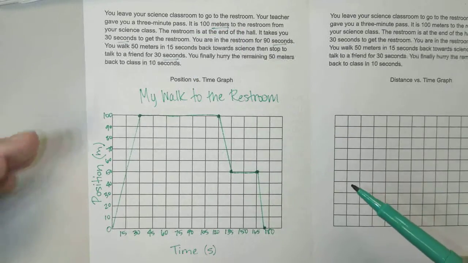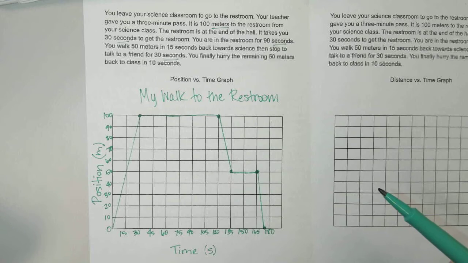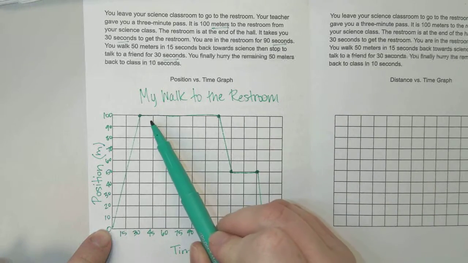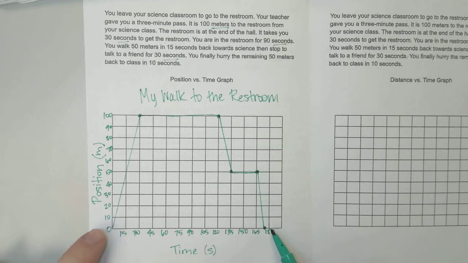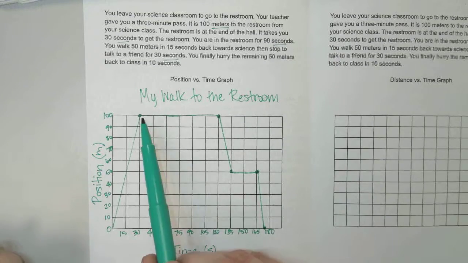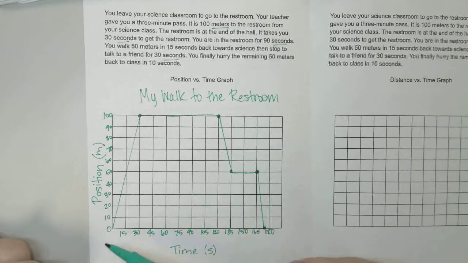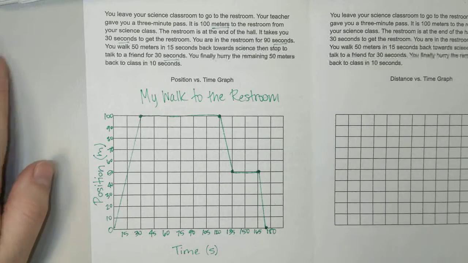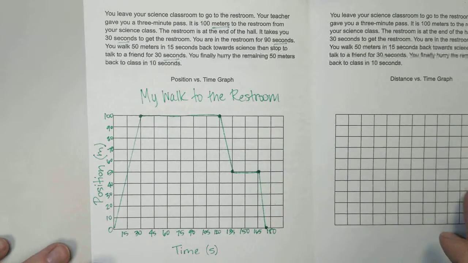When we look at this position versus time graph, we can see that we started in one location, we moved away, and we came back because we ended at the same starting point. Okay, you only see that in a position versus time graph, right? You can see times where we stopped, times where we were moving forward, and then times where we were moving backward. The distance versus time graph is going to look a little bit different.